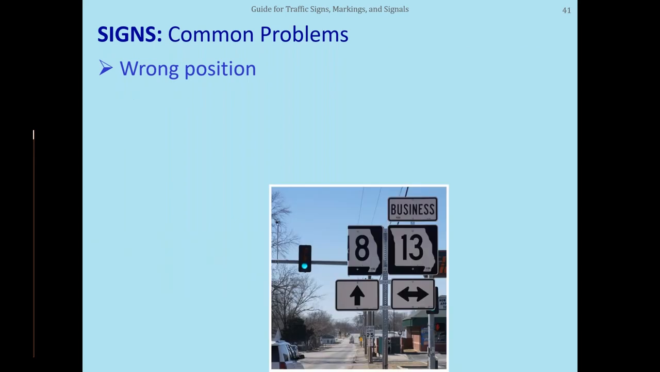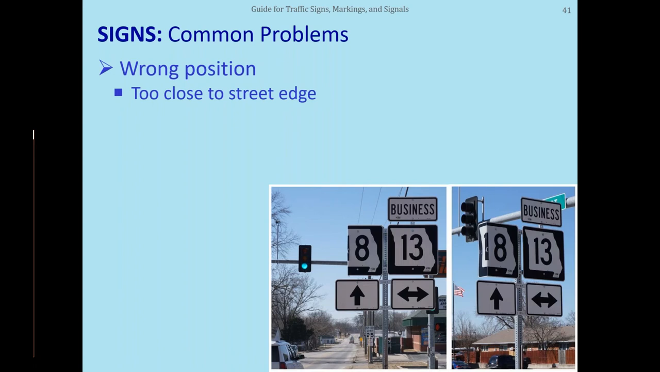Another positional problem. We've got the guide signs here for Highway 8 and Highway 13. Oh, but wait, that's really Highway 18 and Highway 13. These signs were put too close to the edge of the street, and we can guess that the side mirror from a semi-truck caught this sign and neatly folded it back.